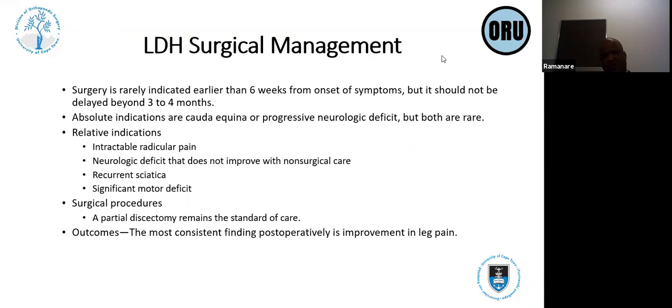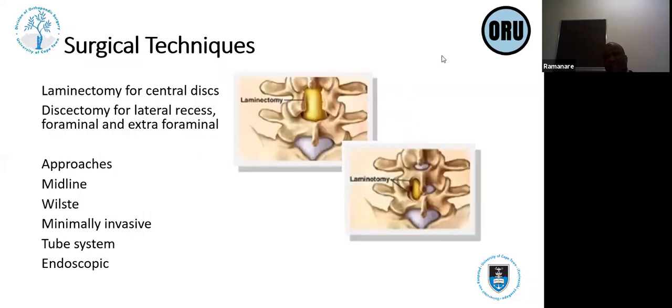So from the surgical procedures, a discectomy remains the gold standard of care. And you must always tell the patients you're doing the operation to get rid of the leg pain. Spinal surgery comes with its own potential problems depending on how much you have to do to get to that disc. Looking at the techniques that we have to get to the disc.